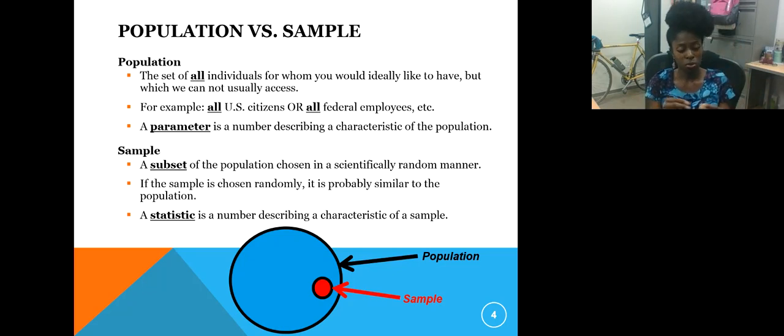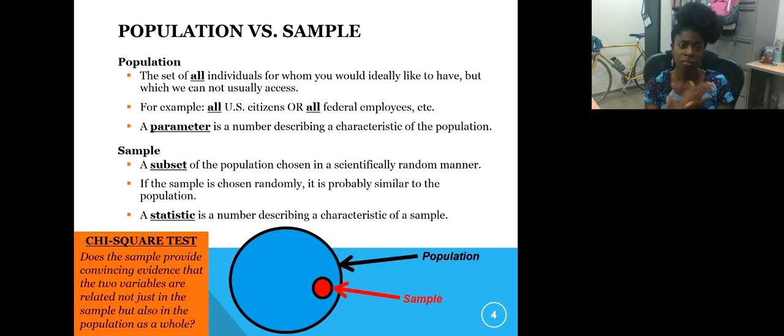Anytime you hear the word statistic, it's representative of a sample. Just like parameter, when you hear that word, that means a population. A statistic is a number describing a sample. So for the chi-square test, the question that we ask is, does the sample provide convincing evidence that the two variables we're looking at, say gender and salary, or age and pay grade, are related not just in the sample, but also in the population as a whole, whatever population we extracted that sample from? It might be all high school dropouts.